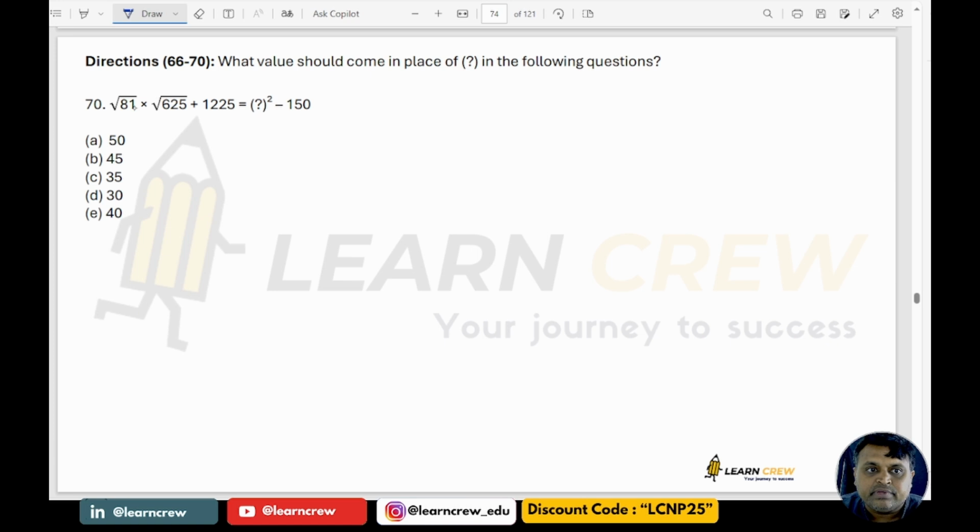Now question number 17. 8 into 25 is 200. 200 plus 1225 is 1425 plus 150, 1575. Am I correct? See here once again: 825 is 200. 925 is 225. 225 plus 1225 is 1450. 1450 plus 150 is 1600. 1600 is equal to x square. Thereby x is 40.